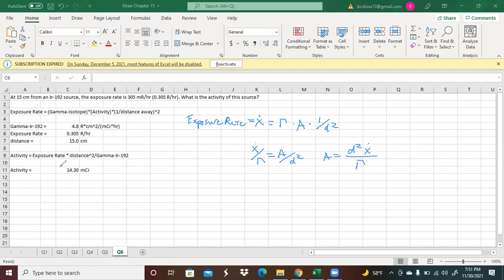And that's what this is trying to show you right here. So if you plug in the values here, 15 centimeters squared, the exposure rate of 0.305, and then 4.8, this is the value that I come up with. I know the paper actually gives something that's closer to 15, but this is the methodology I've got and the values that I've got. So this is what the answer turns out to be.